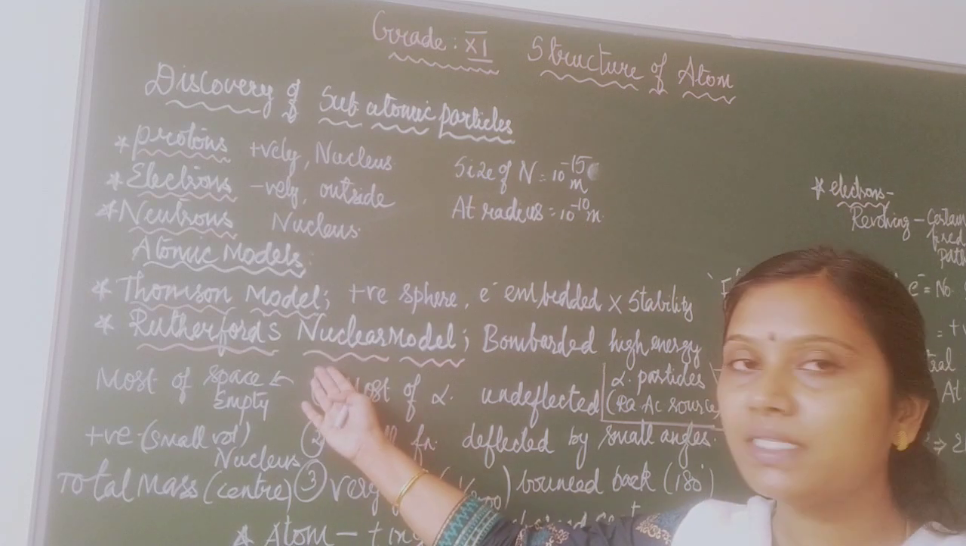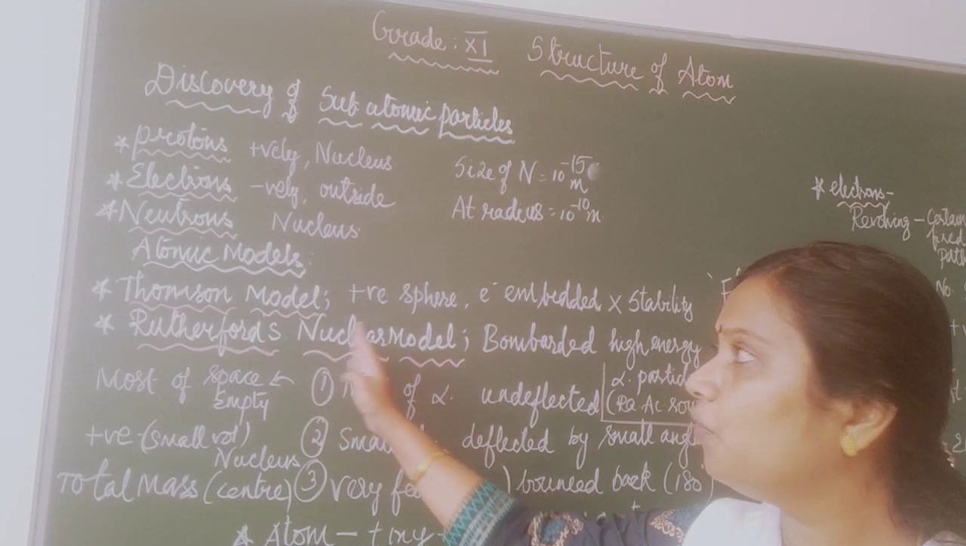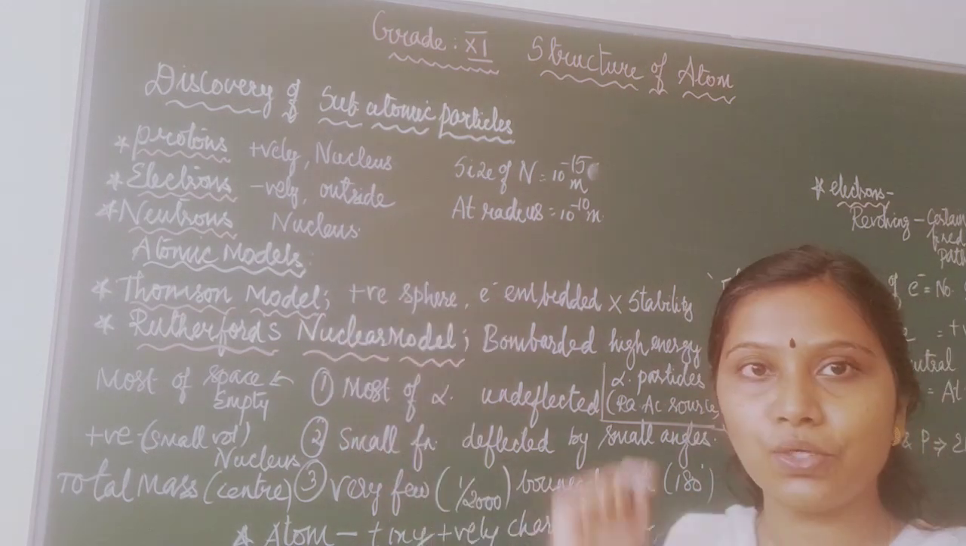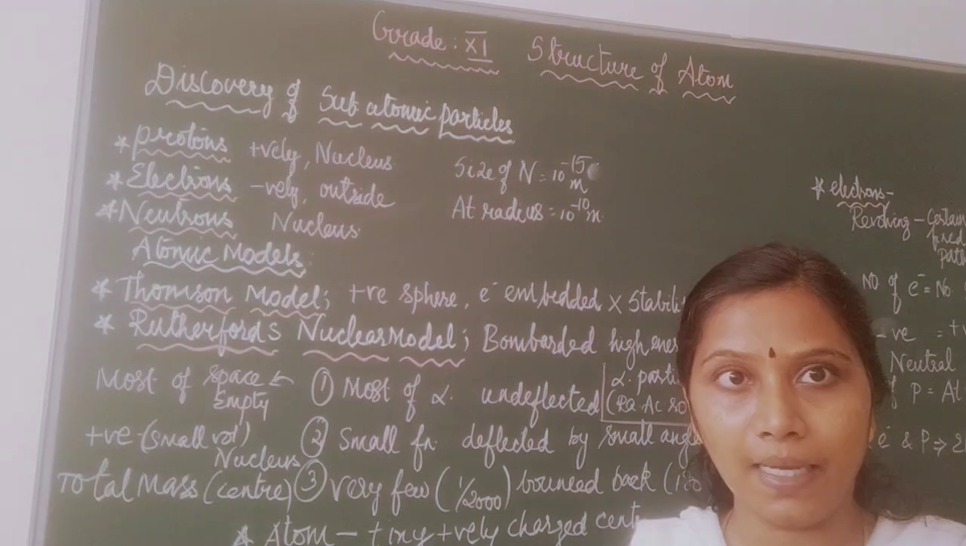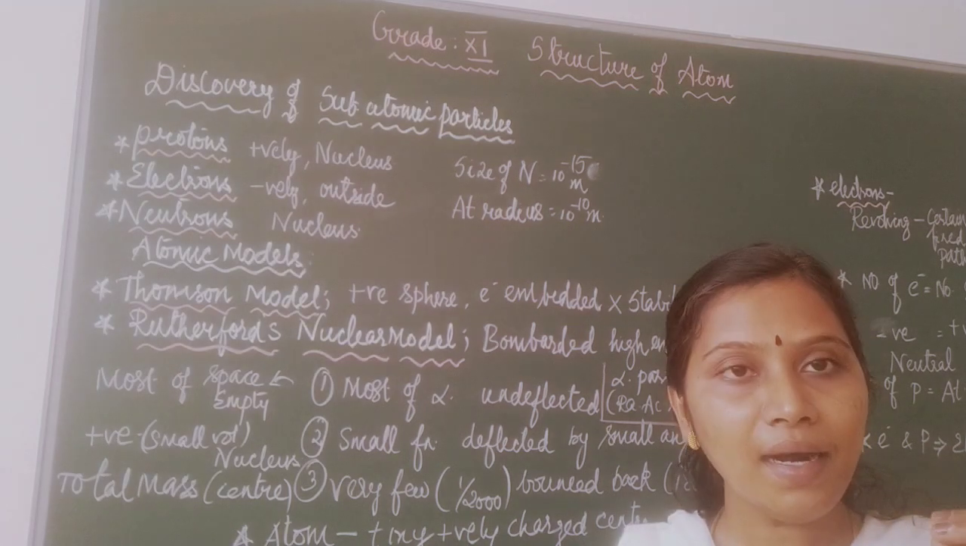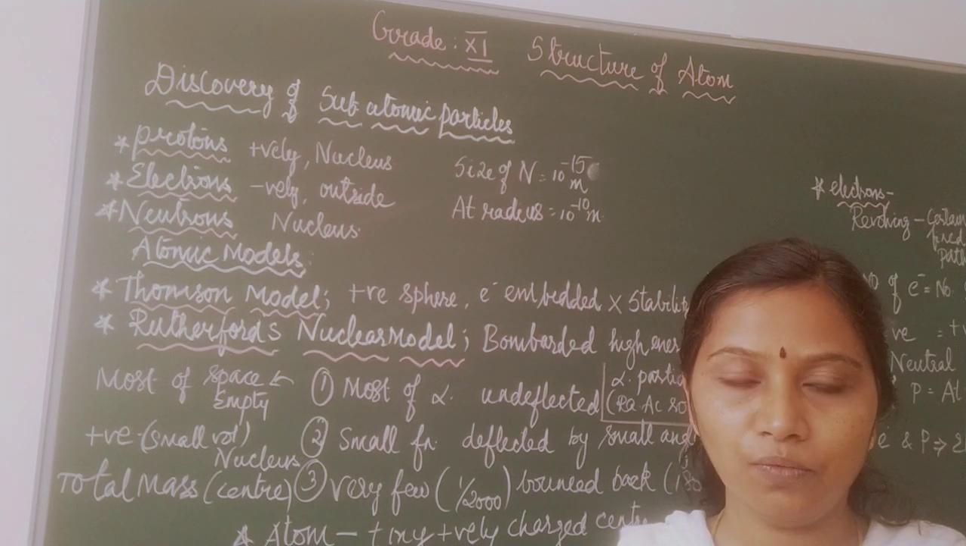So we came to the second model. What is the second model called? The second model is called Rutherford's nuclear model. This was proposed by the scientist Rutherford. What does this model say? See, this model suggested that when you bombard high energy alpha particles onto a thin gold foil, what am I going to do?